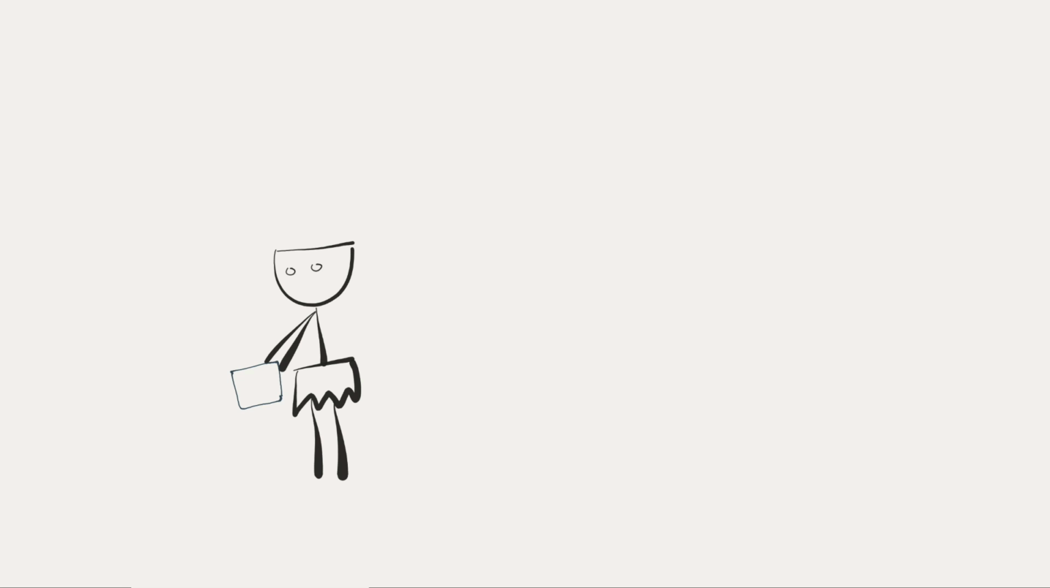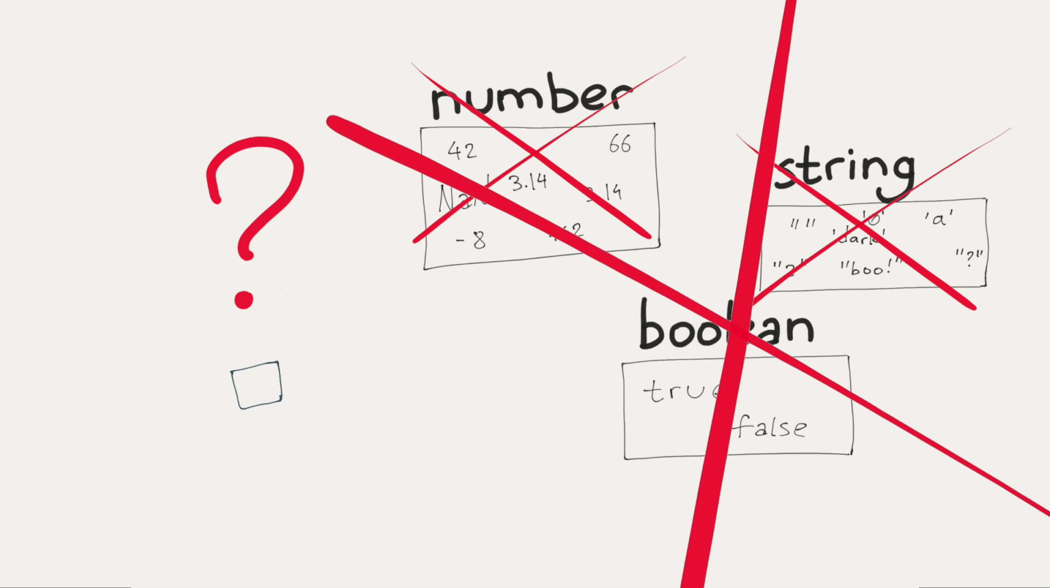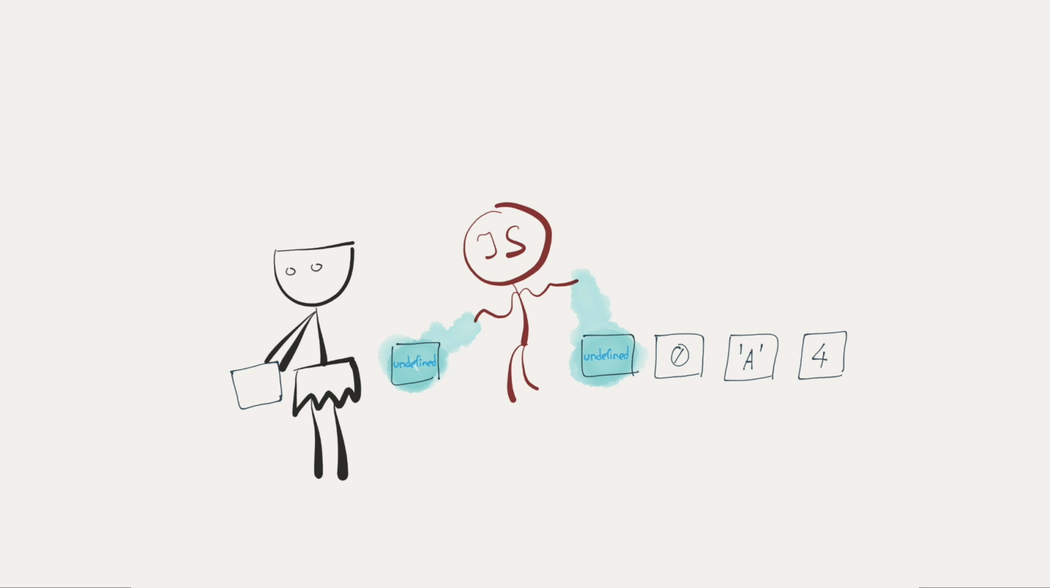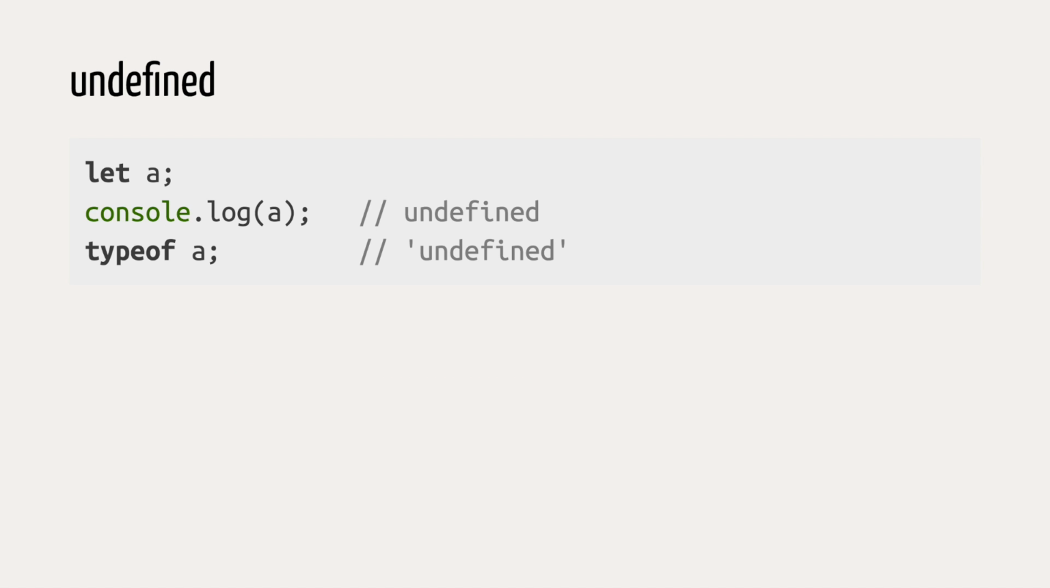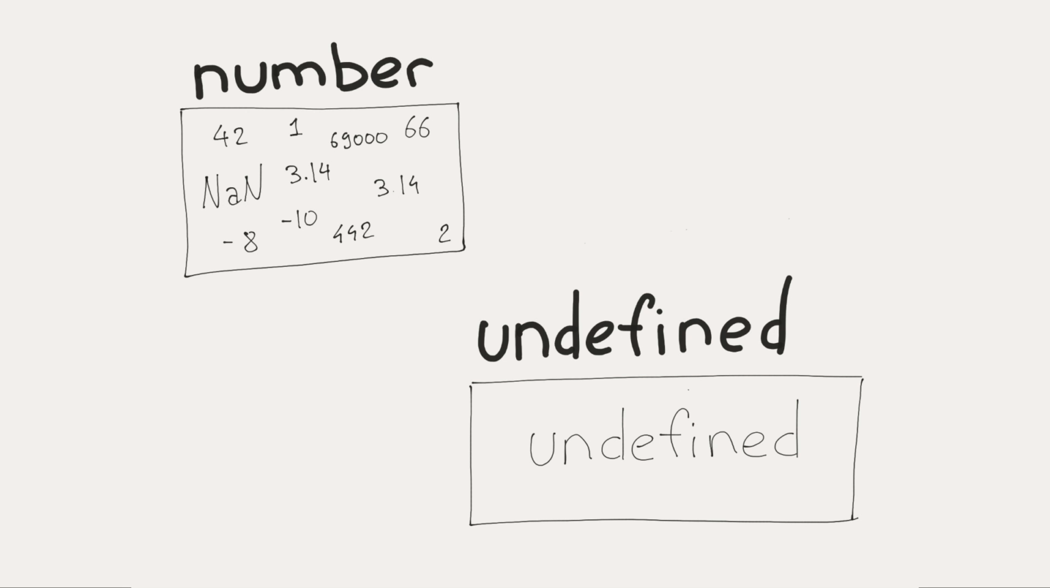What if you create a variable but don't give it any value? What type would that be? It's not a number, not a string, not anything, because there's no value, right? JavaScript does something behind your back in this case. The variable without a value actually has a special value, undefined, and the type of this variable is called undefined. So, for example, type number has lots of potential values: 1, 2, -10, 69,000 and other numbers. But type undefined has only one value, undefined.